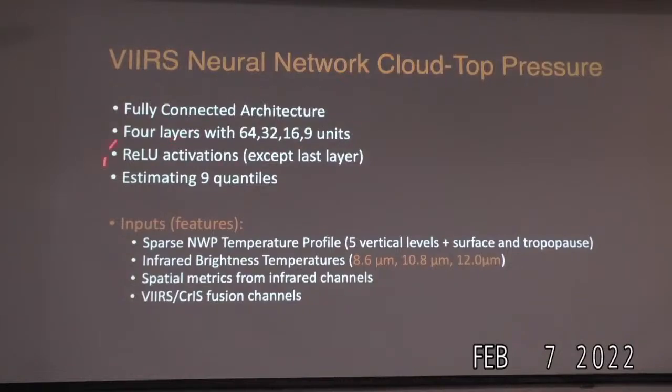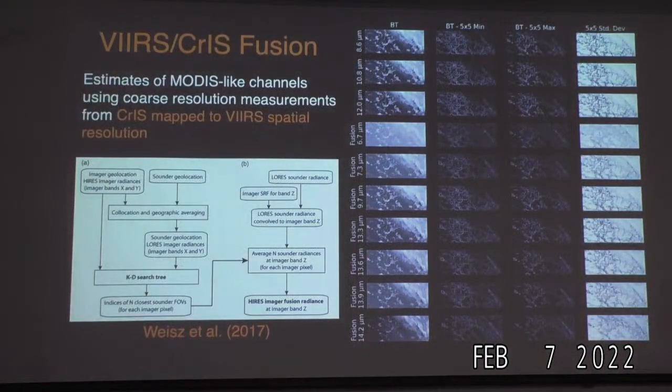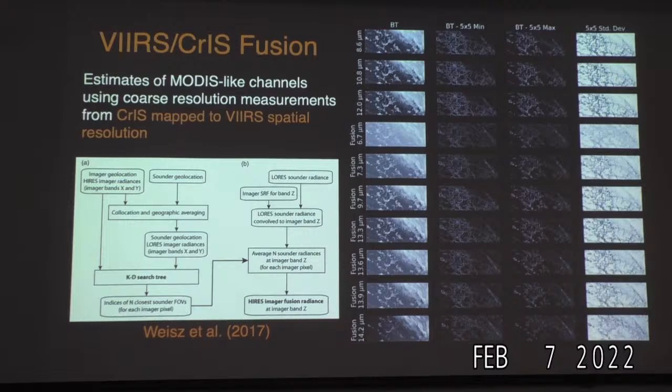Okay, here are some details about the neural network that we're training for VIIRS. Not super important. The important thing is the features that we include, the inputs that we include. They are a sparse NWP temperature profile, infrared brightness temperatures from these channels, spatial metrics from those infrared channels, and the VIIRS-CrIS fusion channels. There have been a few talks on exactly what the fusion channels are in the last few years. Essentially, they are estimates of MODIS-like channels using coarse spatial resolution measurements from CrIS mapped to the VIIRS spatial resolution. CrIS is a hyperspectral sounder.